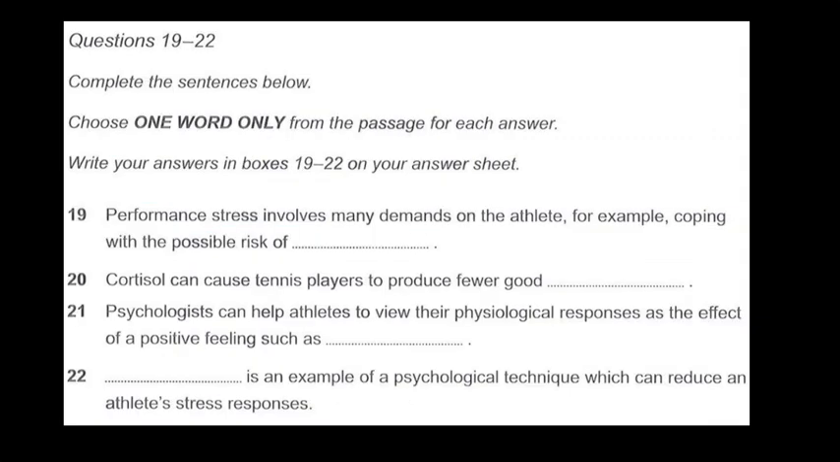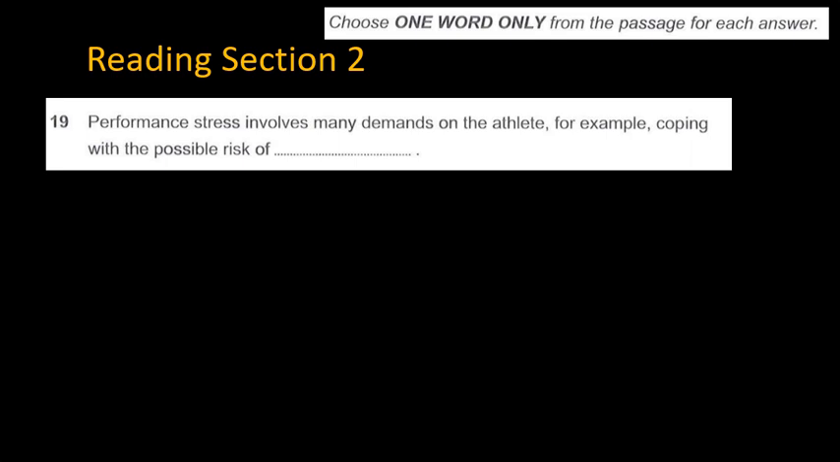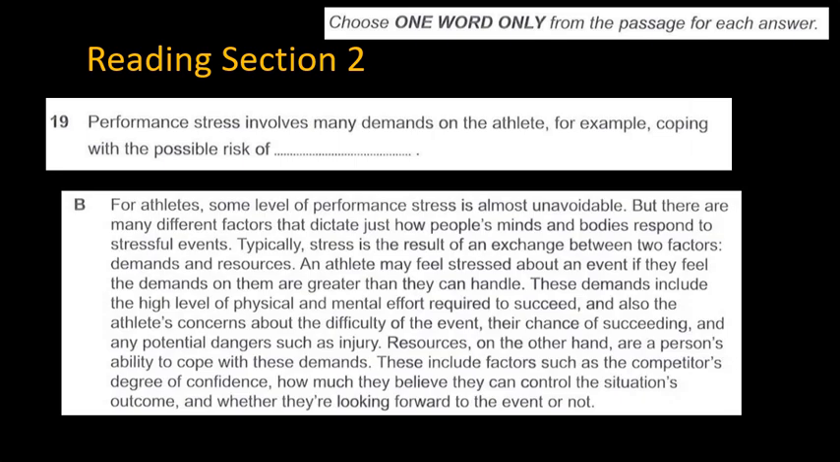Right, so on to questions 19 to 22, and here we need to choose one word only from the passage to fill in the gaps. 19. Performance stress involves many demands on the athlete. For example, coping with the possible risk of what? Now you might be able to think of some possible risks to athletes that stress might include, but we can find the answer in section B. So pause the video, have a look and see if you can find the missing word here. Remember, it's one word only.